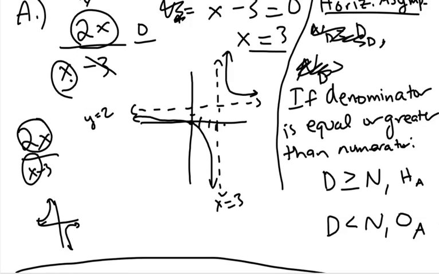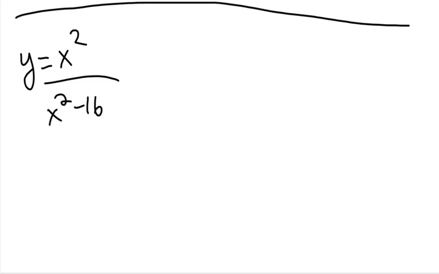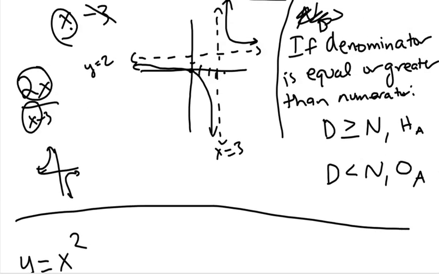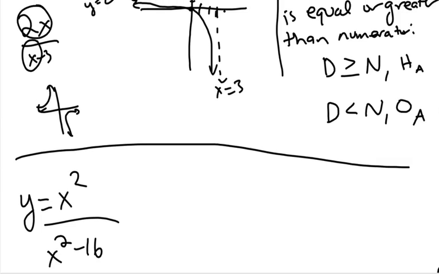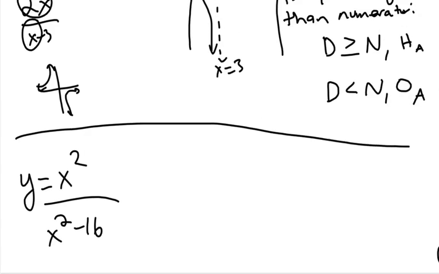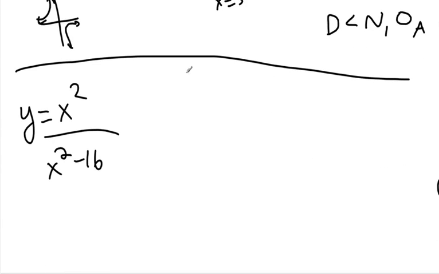First step is to find our asymptotes. Let's find our vertical asymptotes. That's when the denominator is equal to 0. Recall that the vertical asymptote is the values for x that cannot exist. So x cannot be equal to the following values. So x squared minus 16 equals 0.